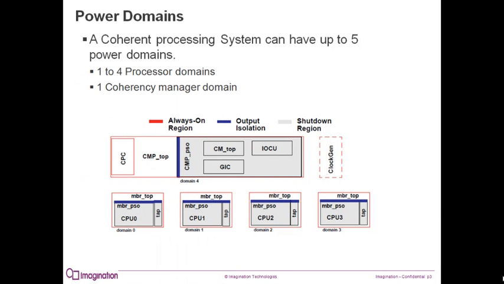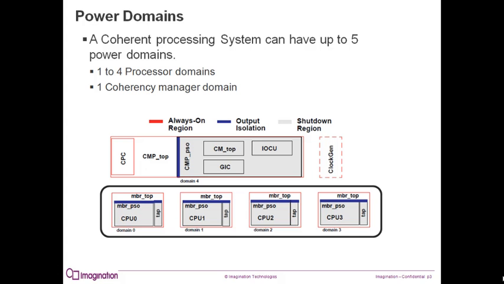The Cluster Power Controller breaks down the coherent processing system into isolated power domains. Domains that can be shut down are indicated in gray. Each processor is in its own power domain, and the coherency manager has its own domain. Each processor domain can be controlled by software through the cluster power control registers. With the shutdown of all 4 cores and an inactive IOCU, the coherency manager becomes inactive and can be shut down also.